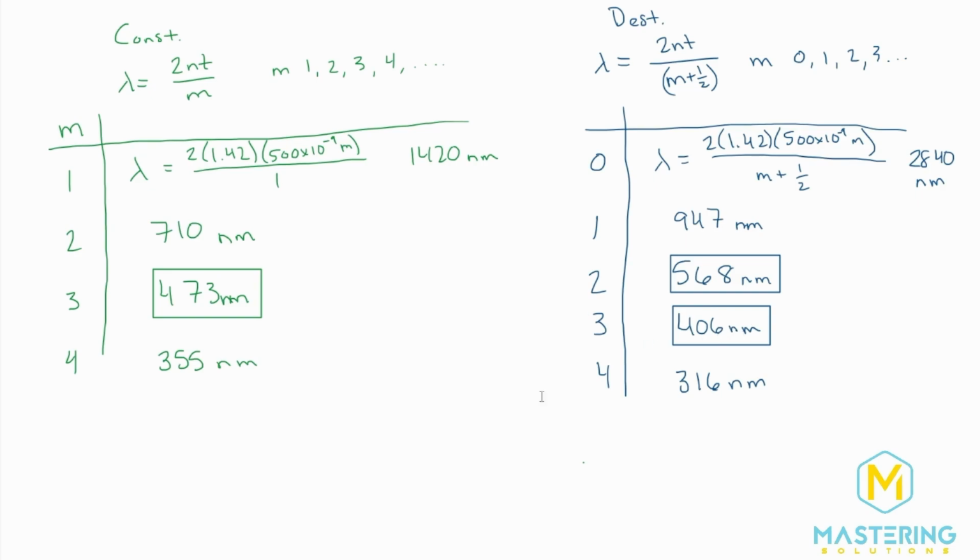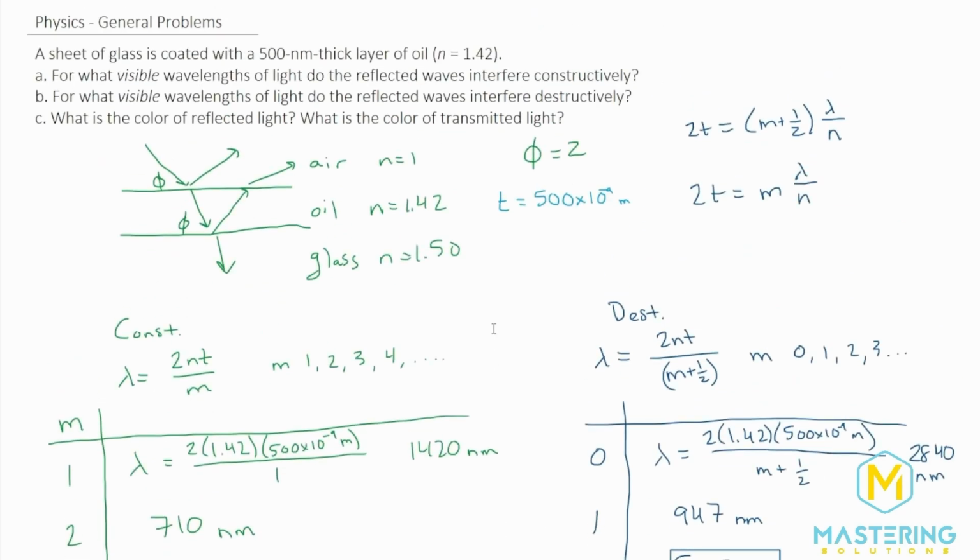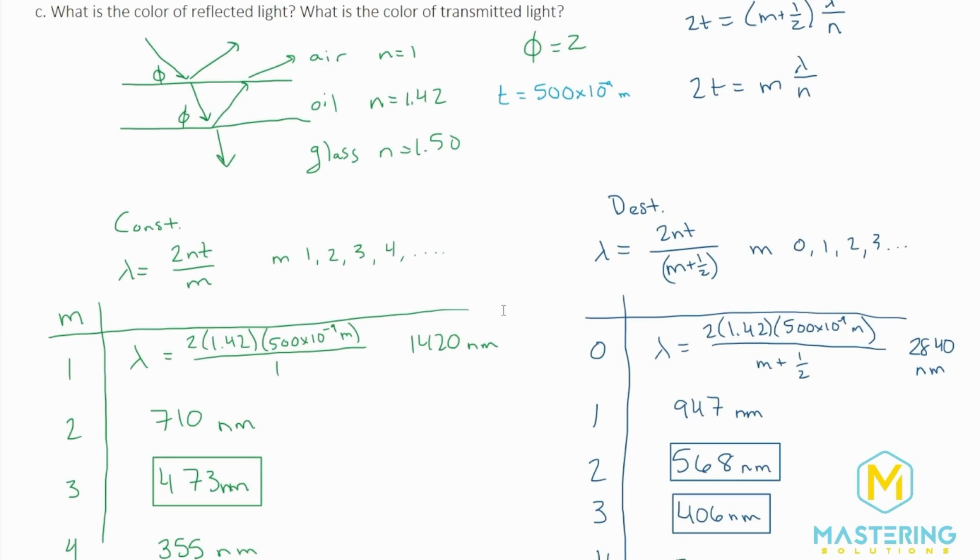Now, the last part of the question, part C, they say, what color is the reflected light? Well, the reflected light is going to be the 473. So that's a bluish color. And so that's the reflected light for constructive interference.